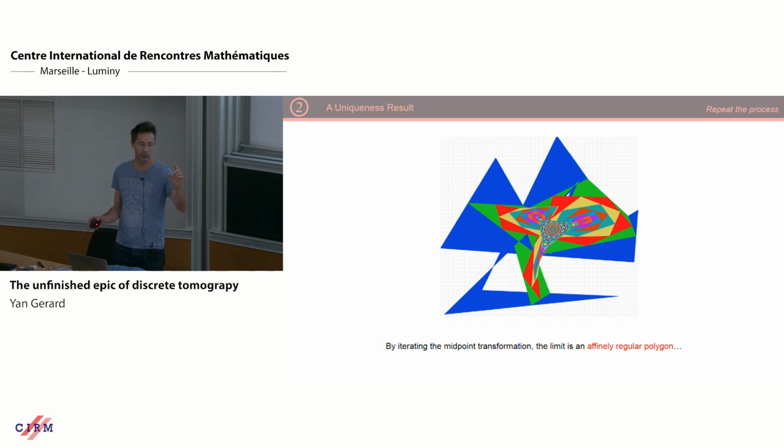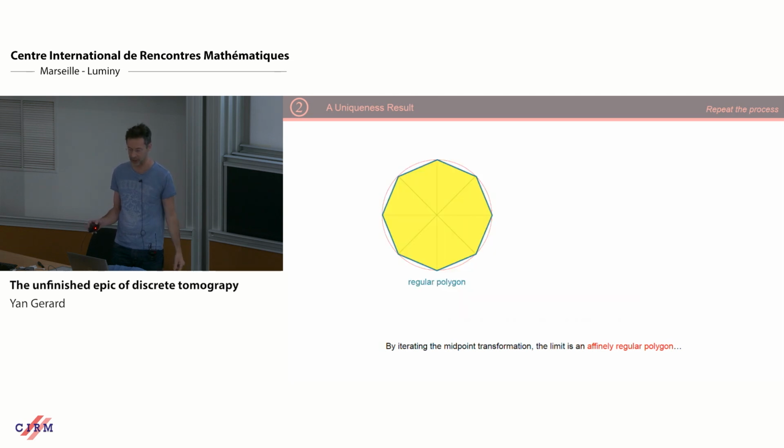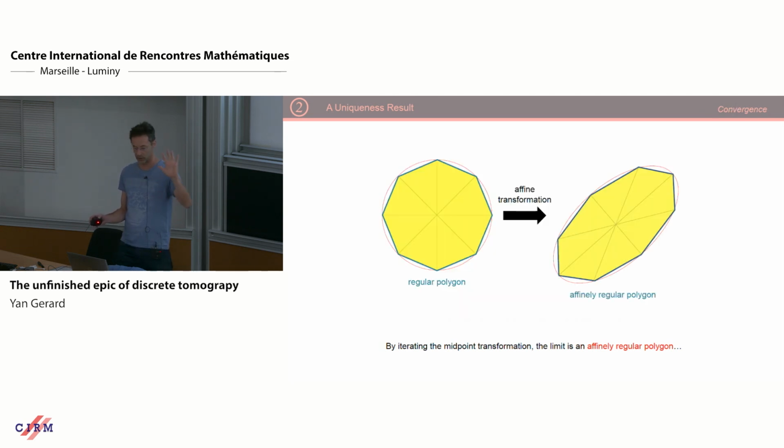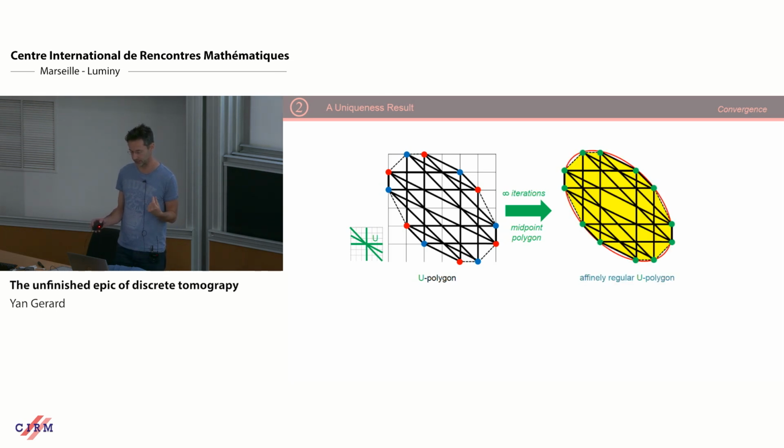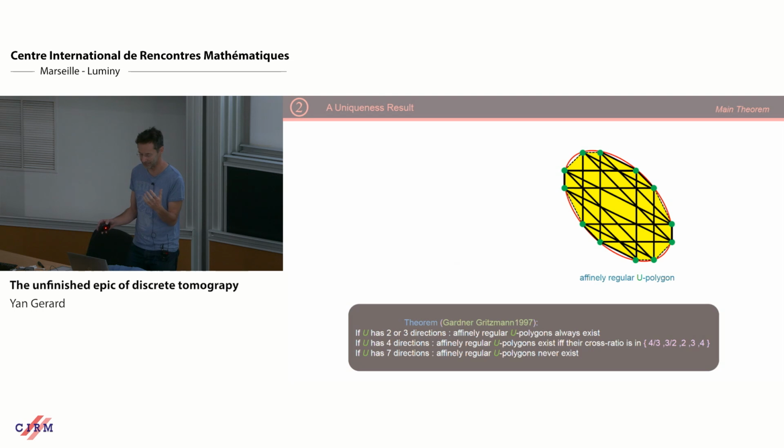In fact, when you start from a polygon and you do this process infinitely many times, you converge to an affinely regular polygon, like this. An affinely regular polygon is a regular polygon that you apply an affine transformation to. And if you apply this to a U polygon, then at the end, starting from a U polygon, you will have an affinely regular U polygon. And these things are very constrained. There are a lot of constraints. Then you can say, okay, it cannot exist at any time.